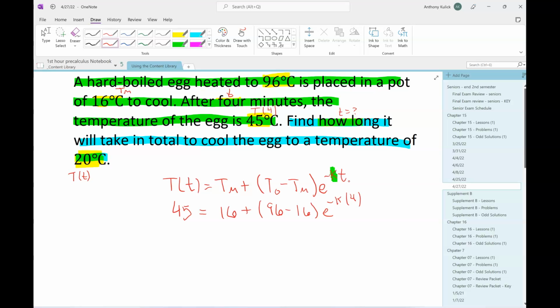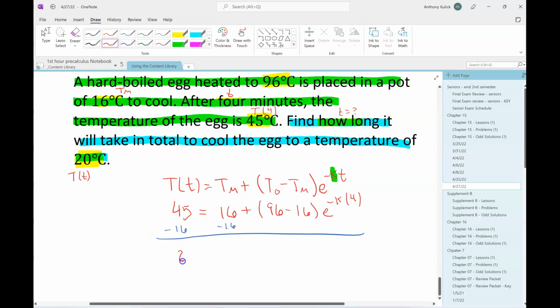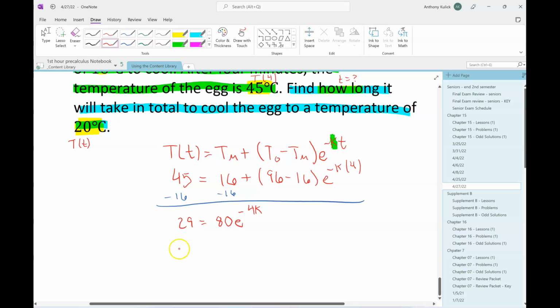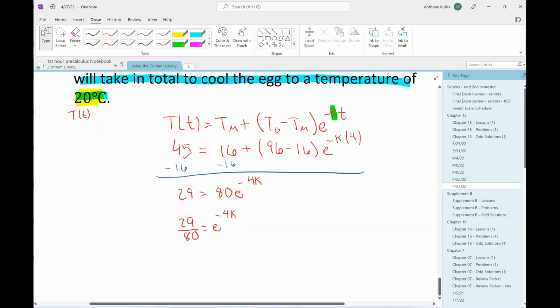So let's see. First thing we should do is subtract 16 from both sides, right? And then I combine some like terms there. Everybody feel good? I'm going to divide now both sides by the 80. Sound good?